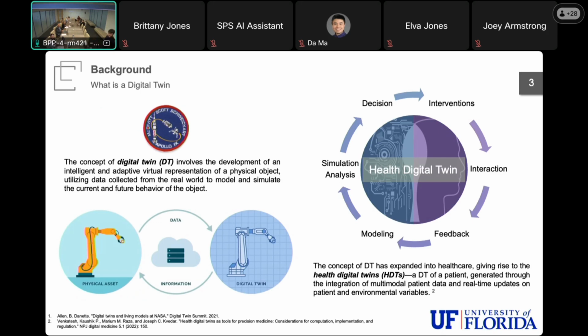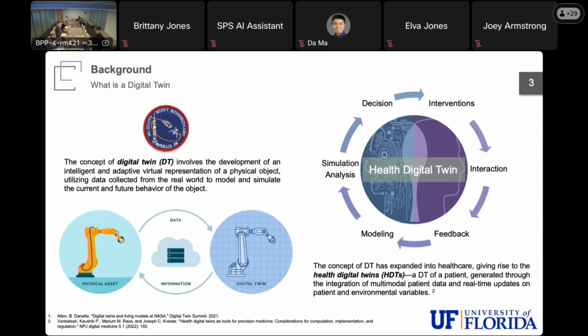Nowadays, the concept of digital twin has expanded into healthcare, giving rise to the health digital twin, which means a digital twin of a patient generated through the integration of patient data and real-time updates on the patient and other environmental variables. You can check the figure on the right side. It explains how a digital twin interacts with patients in the healthcare environment.